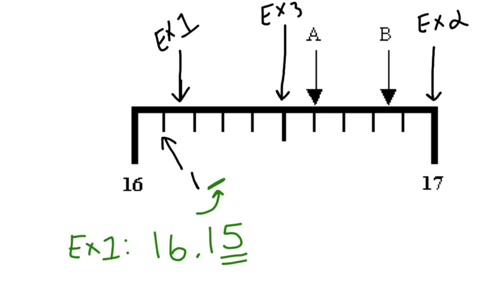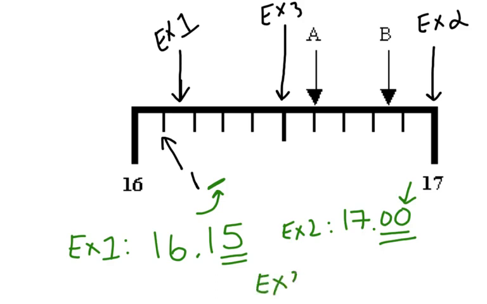Okay, example 2. That's going to be 17.00. Not just 17, not just 17.0, but 17.00. We need to make sure and go out to the hundredths place. And then example number 3 looks like 16.50. Not just 16.5, but again, notice I'm going out to the hundredths place.